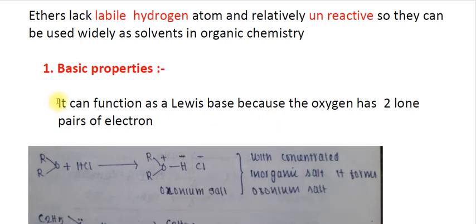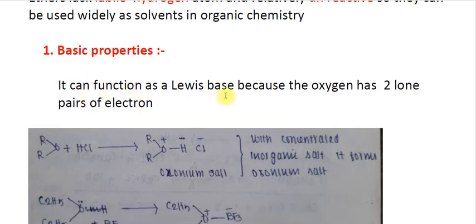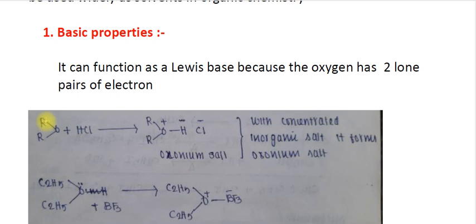First of all, we are going to discuss the basic properties of ether. It can function as a Lewis base because the oxygen has two lone pairs of electrons. We know that ether, ROR', has oxygen with two lone pairs, and because of that it can function as a Lewis base. Here ROR' plus HCl gives an oxonium salt, with Cl minus.